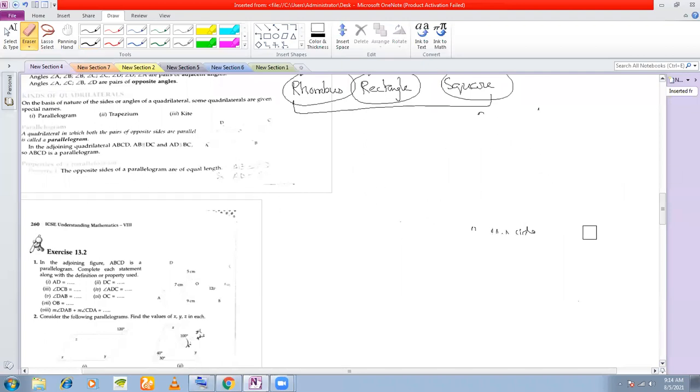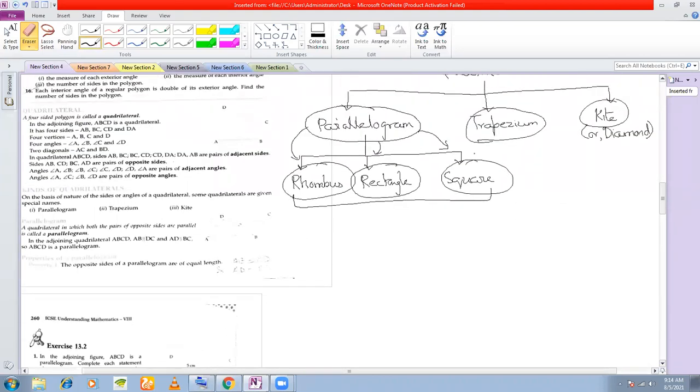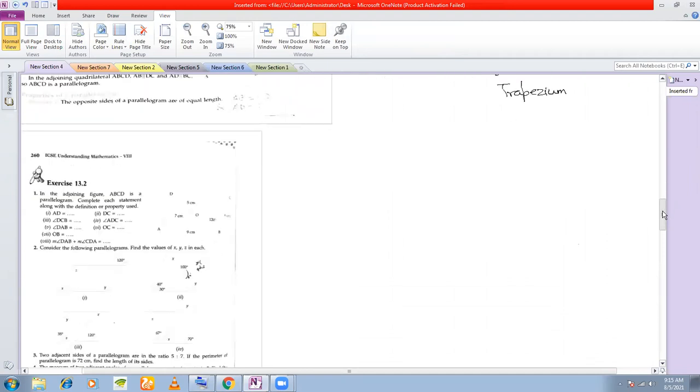Under trapezium, let me also mention that there is a special kind of trapezium called an isosceles trapezium. We'll discuss this also. When the two non-parallel sides that I showed you are equal, then we call it an isosceles trapezium. But anyway, we'll come back to that a little later. First, let us discuss parallelograms.